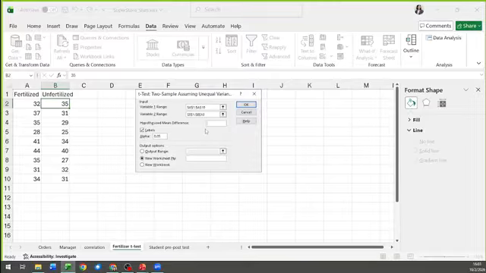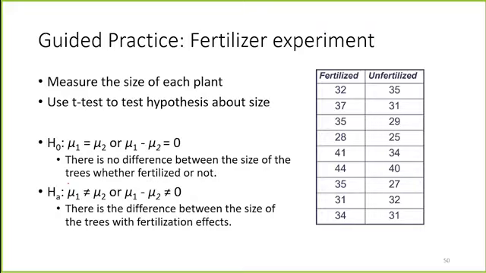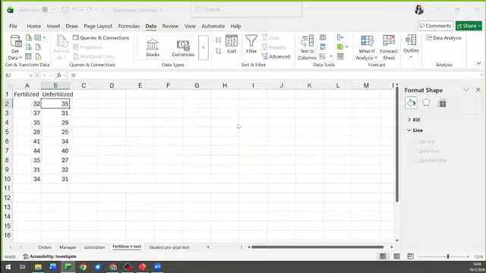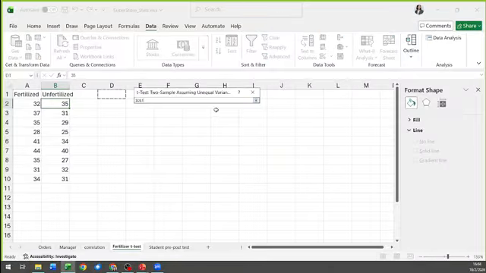Hypothesized mean difference depends on your H0, so what is your H0? H0 says mu1 minus mu2 equals 0, so the hypothesized mean difference is 0 here. That means if you have preliminary data, like drug A and drug B, you may put 13 hours over here if you have. So 0, and then I put the output over here.